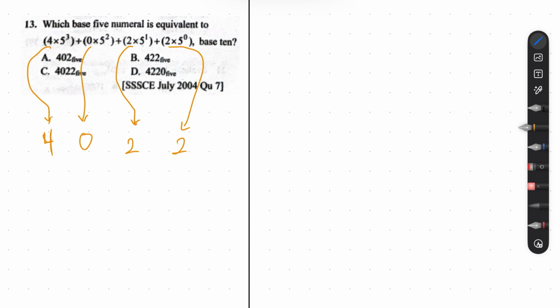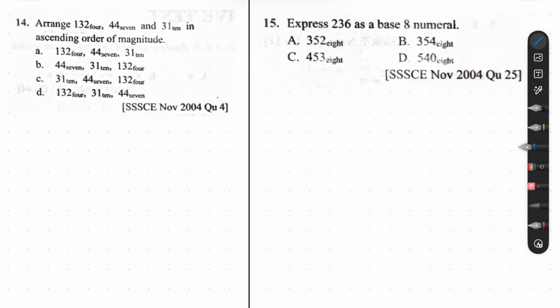So 4022 base 5. That is our answer: 4022 base 5. Okay, let's move on to question number 14.